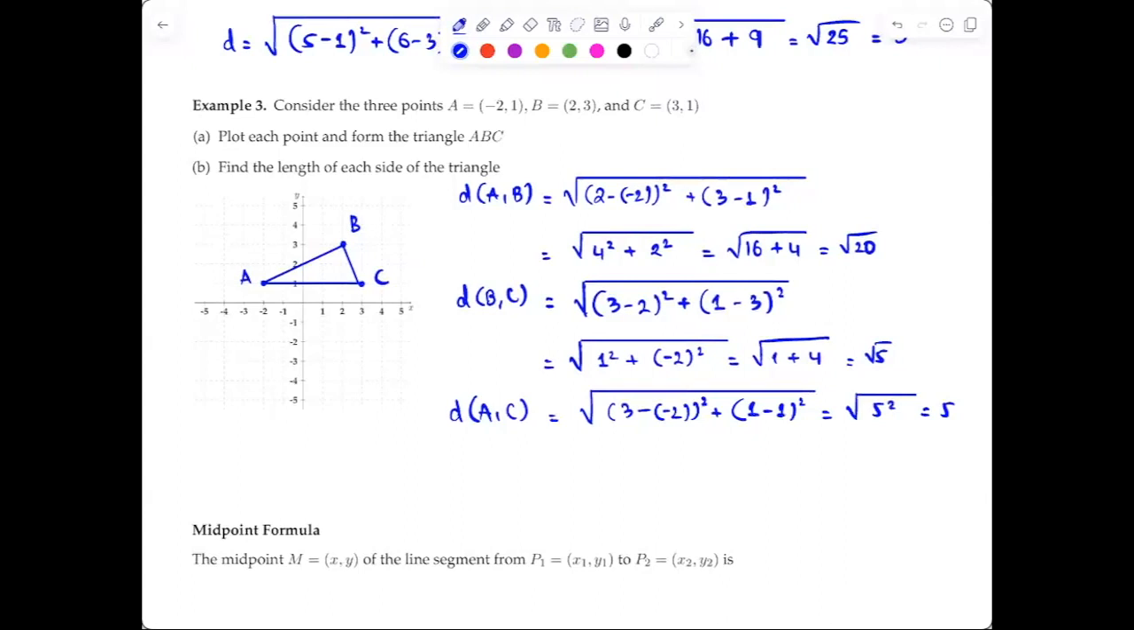Actually, you can simplify this further. So 20 is what? 4 times 5. So you can take out the 4 out of the square root. And so you get 2 times root 5.